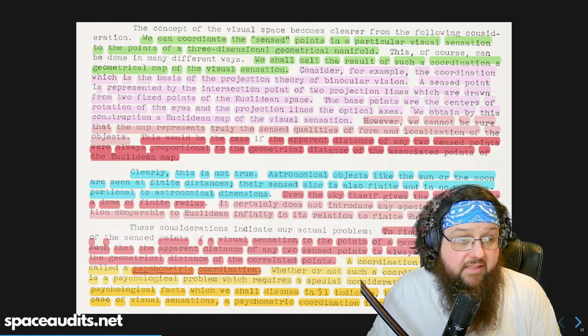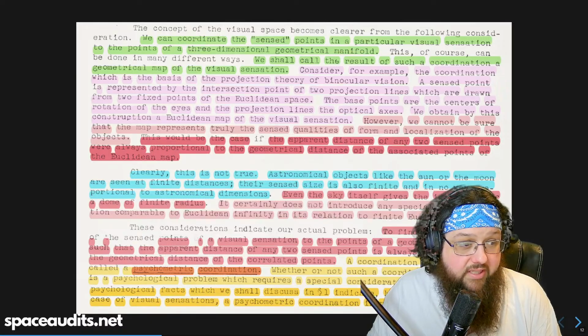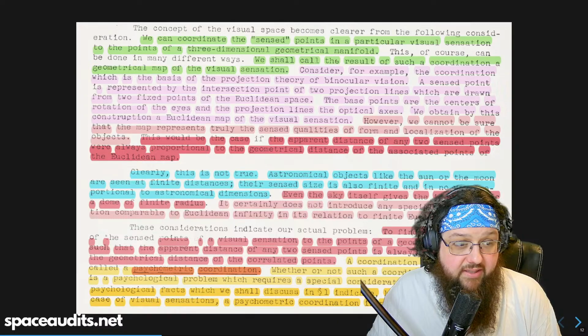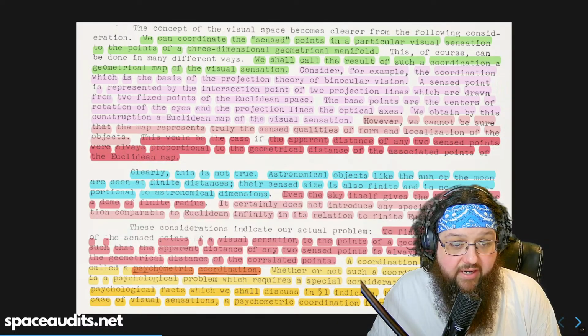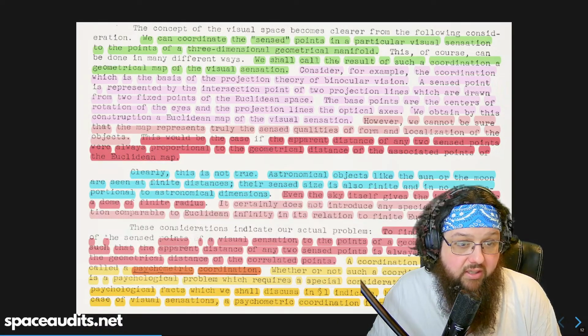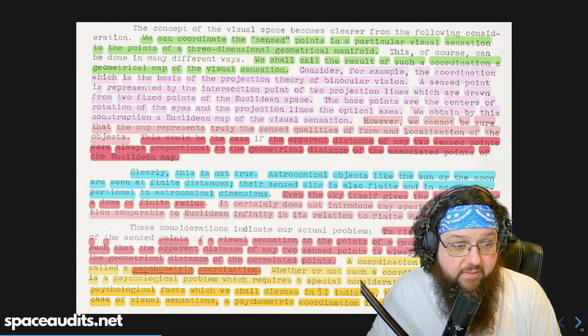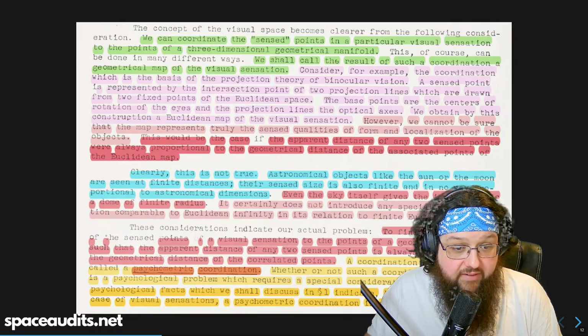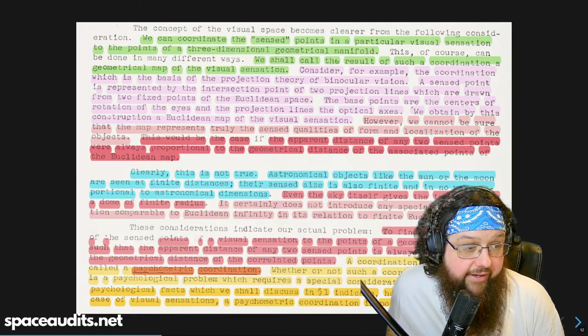Astronomical objects like the sun and moon are seen at finite distances. Their sensed size is also finite, and there is no proportional astronomical dimension. Even the sky itself gives the impression of a dome of an infinite radius.